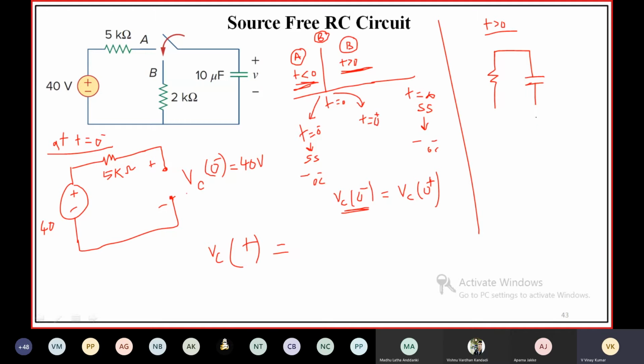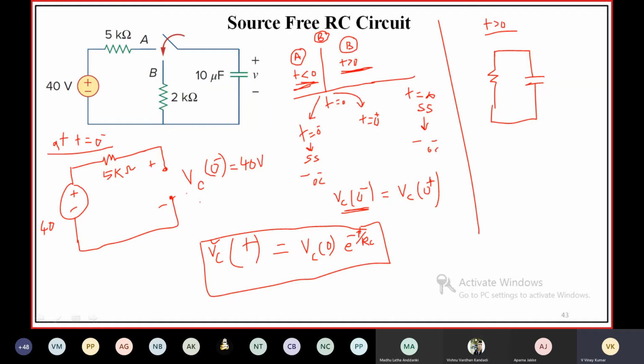This will be the circuit for t greater than 0, right? This is a source-free RC circuit. What will be the expression for the voltage across the capacitor? Vc of t is equal to Vc of 0 into e power minus t by RC.